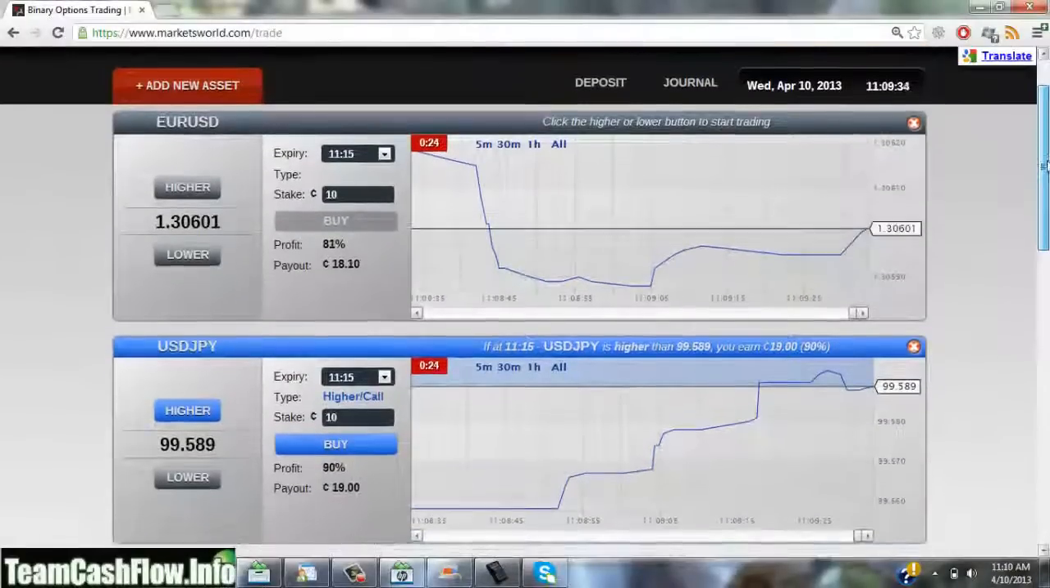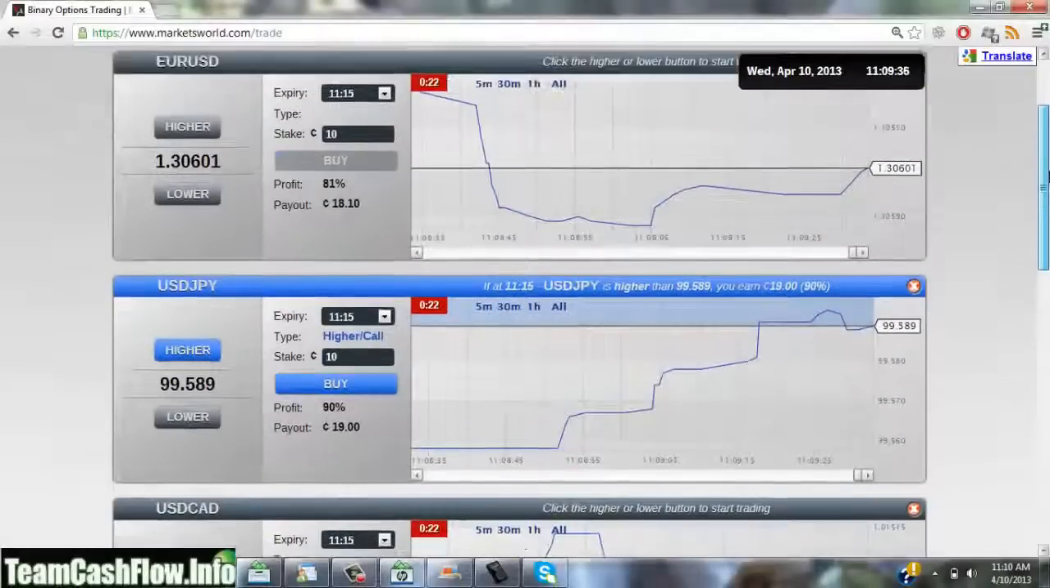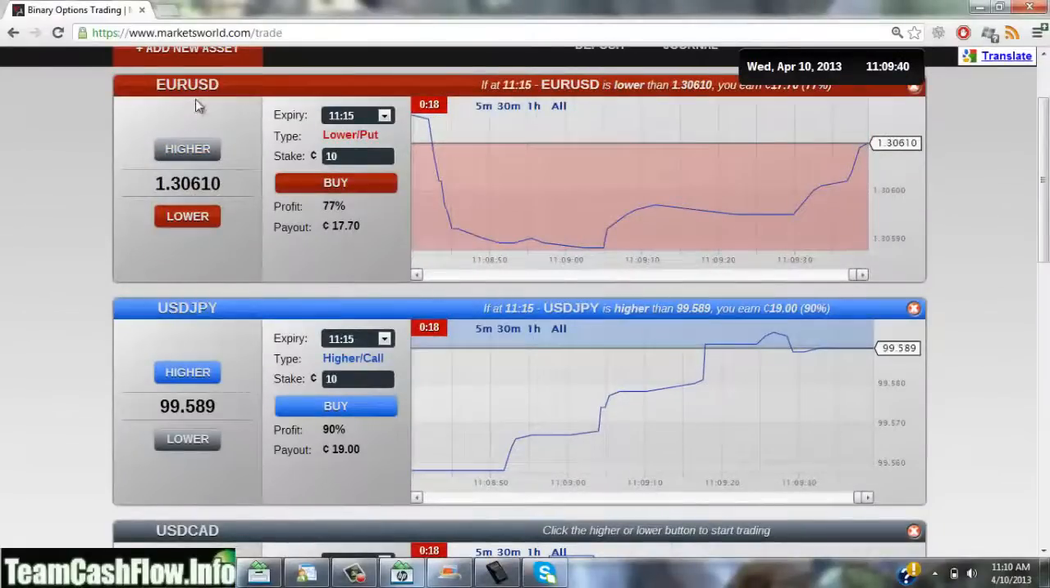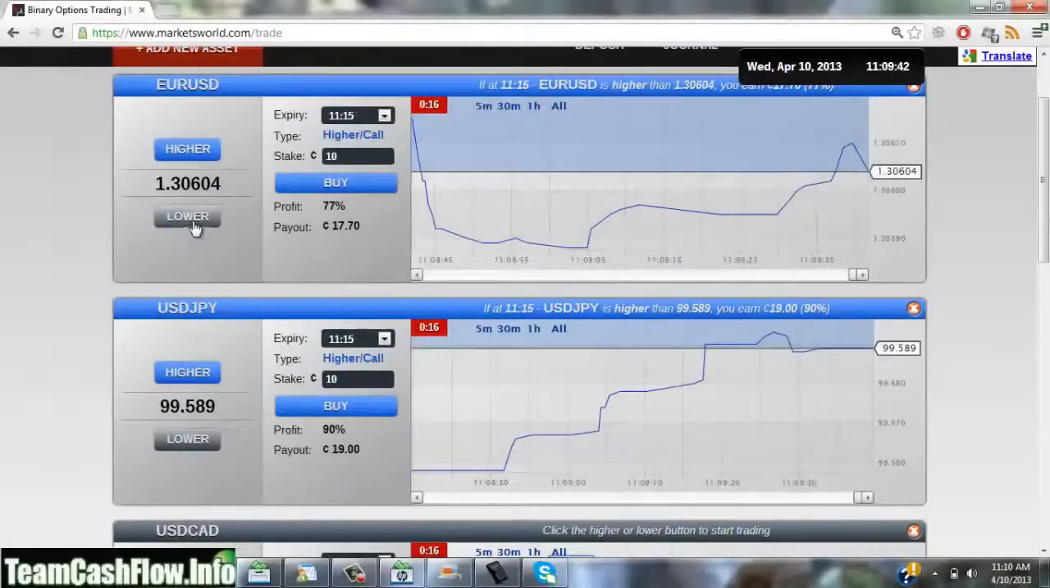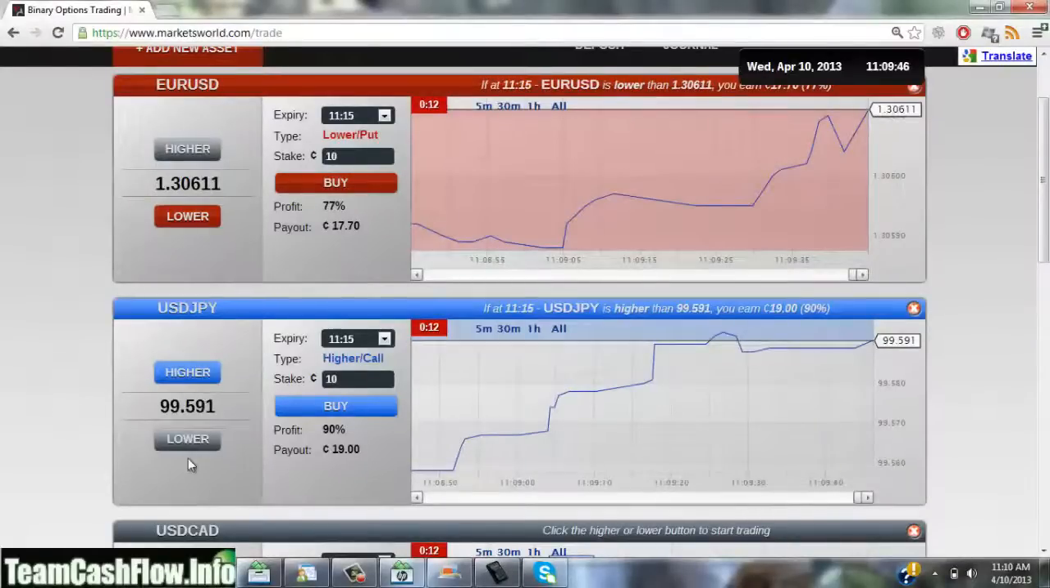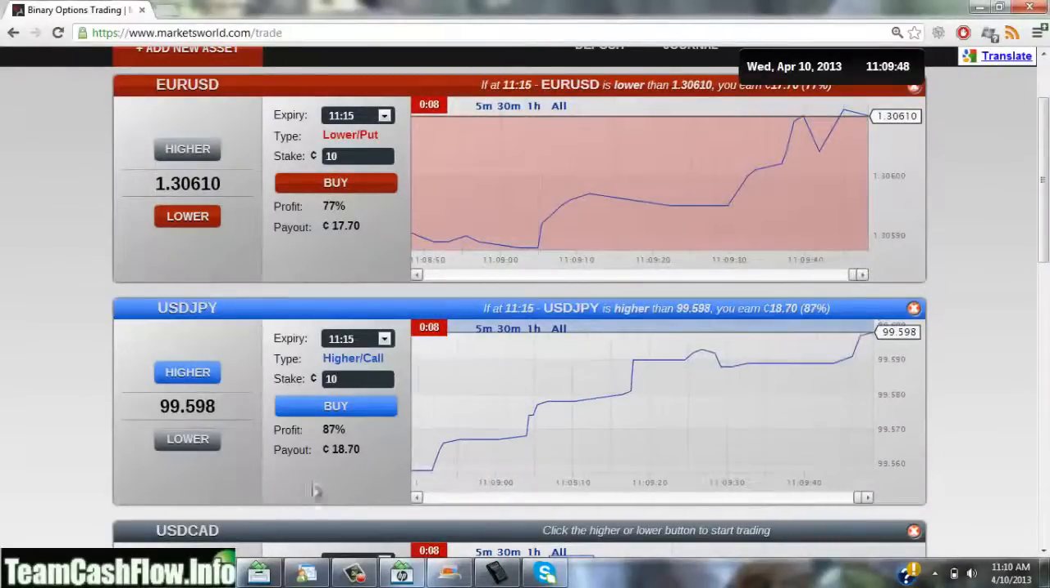I've been having a couple issues with this broker. At times I cannot place a trade when I click on the higher or lower. Sometimes the buy button doesn't show up. It's very frustrating, sometimes at good entry points.